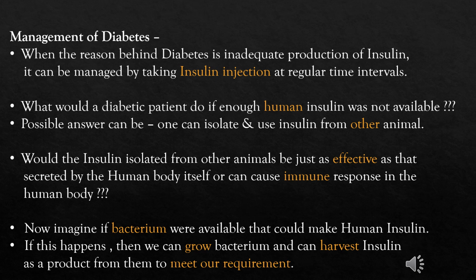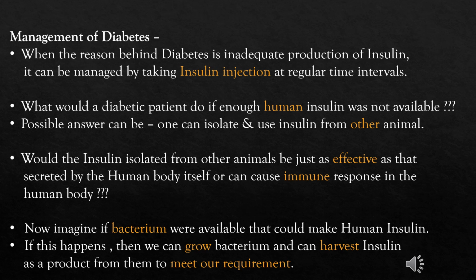Then again, you might have a question in your mind: would the insulin isolated from cattle or animals be just as effective as that secreted by the human body, or can it cause an immune response in the human body? Though the function of animal insulin is the same in humans and animals, that means control of blood sugar level and energy production, the animal insulin is a foreign protein for our body which can cause an immunogenic response, exactly in the same way as when a new pathogen or antigen enters our body and our body gives an immunogenic response against that pathogen. Then the big question is: what to do?